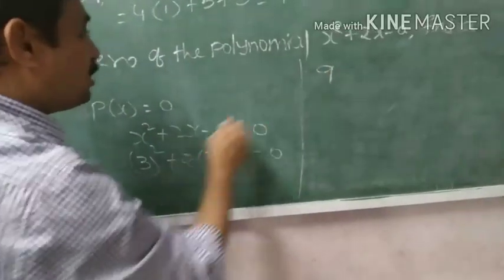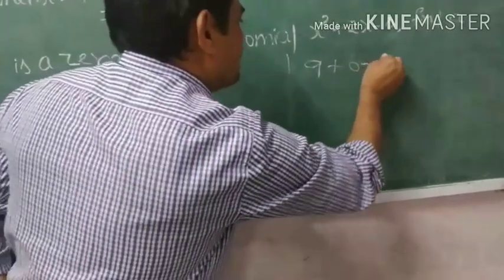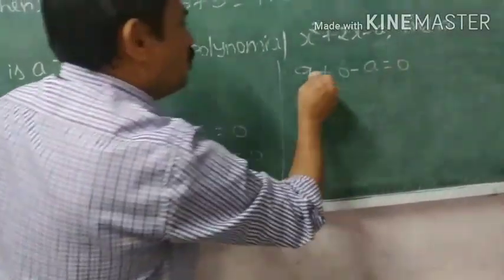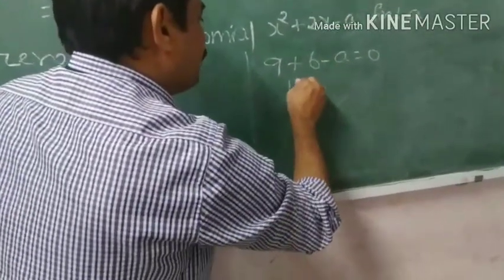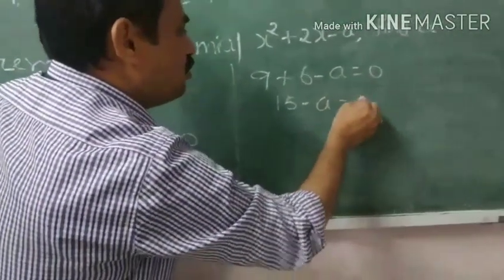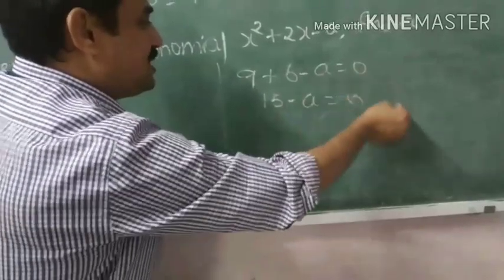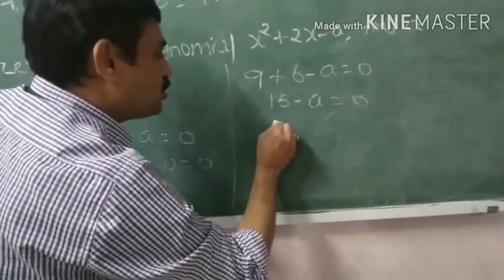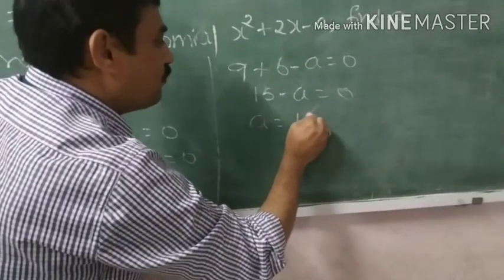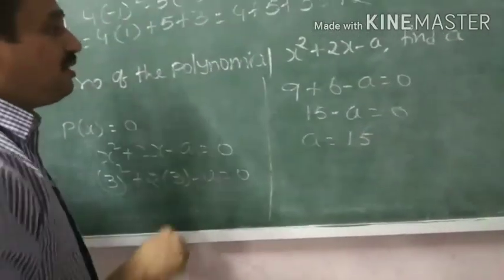9 plus 2 3s are 6, minus a is equal to 0. 9 plus 6 is 15. 15 minus a is equal to 0. This minus a on the other side becomes plus a. So a is equal to 15.